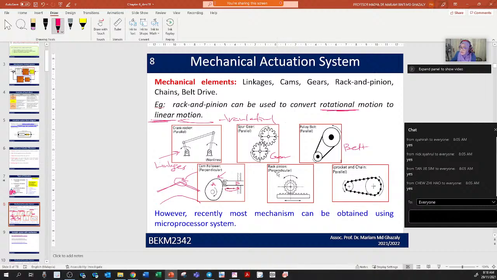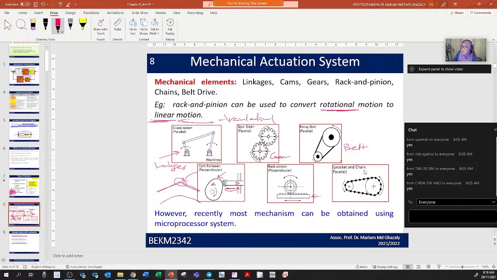And the next one is rack and pinion. This is what I mentioned just now. So you have the rack, looks like a rack, and it has teeth here, all these teeth, and there's a gear on top of here. So you can actually convert from rotary to linear.